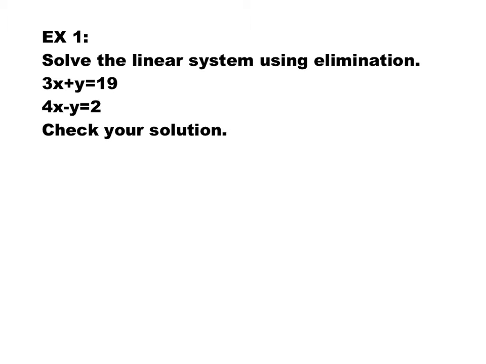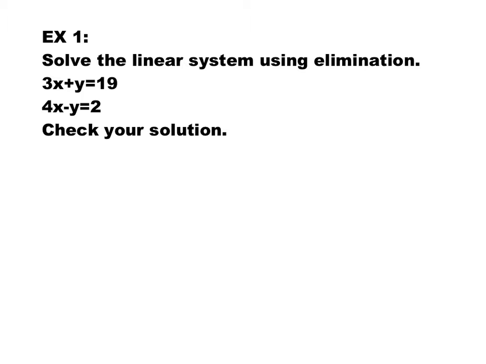The first example is to solve the linear system using elimination. The system is 3x plus y is equal to 19 and 4x minus y is equal to 2. If you look at these two equations, you can see that the coefficient of y in both of them, the absolute value is 1. So if I just add the two equations, you can see that y is going to be eliminated. And that's why the method is called elimination. So I'm just going to add the two equations.